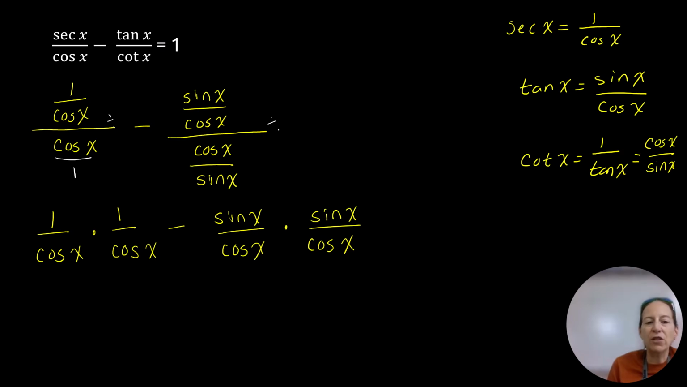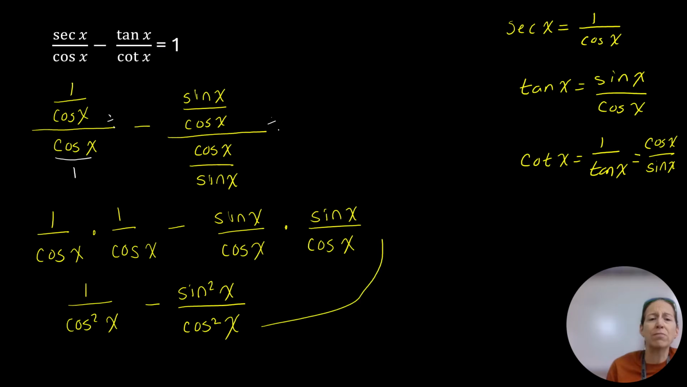Now, multiplying fractions, we go straight across. So 1 times 1 is 1, and cosine times cosine is cosine squared, minus sine times sine. So sine times sine is sine squared, over cosine times cosine is cosine squared. And what I love about that is that I do have a common denominator. So yay. So we're going to just move this back up here. So that'll give us 1 minus sine squared over cosine squared.